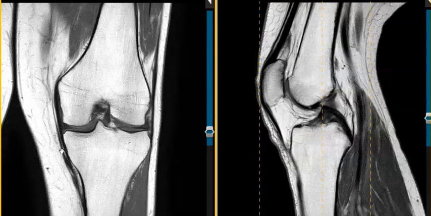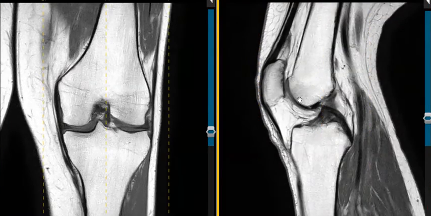We have the medial compartment. This is called the lateral compartment of the knee. And we have a third compartment, which is in the front, the patellofemoral compartment, or the anterior knee compartment. And she's having pain in the anterior compartment here. So we're going to focus on this.